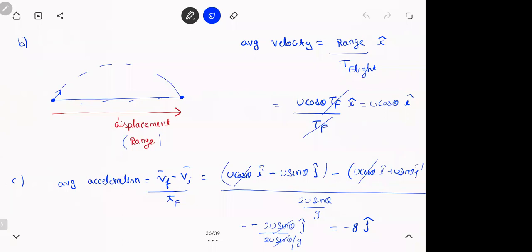Each of B and C is a possible question. They can ask like this also: find the average velocity from the initial position to the maximum height. I did not ask always from ground to ground. I can ask from ground to H max also, and the question will change accordingly.